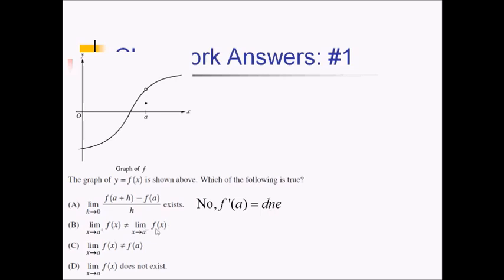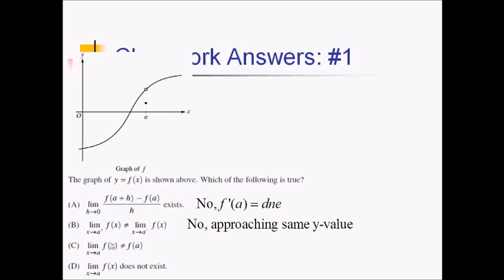For answer choice B, they're saying the left and the right side limits don't match up. That's not true either, because we are heading toward the same place, this open dot here, as you get closer to a from the left and the right. So since we're approaching the same y value, we can eliminate choice B.